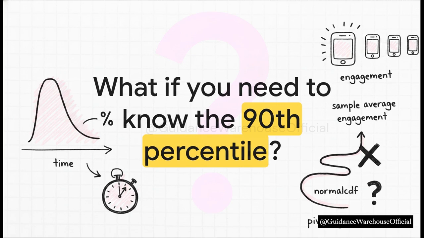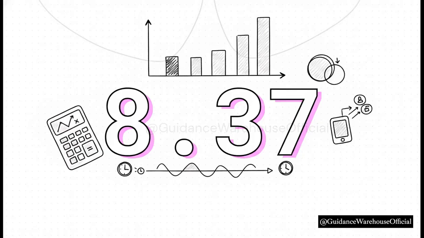Let's throw a total curveball here. What if your boss doesn't care about the probability of a specific time window? What if they walk in and say, I need to know the 90th percentile for sample average app engagement time? We've got to pivot. We can't use normal CDF anymore because we are working backward from a percentage to find a specific time limit. For this one, we use the invnorm function on the calculator.